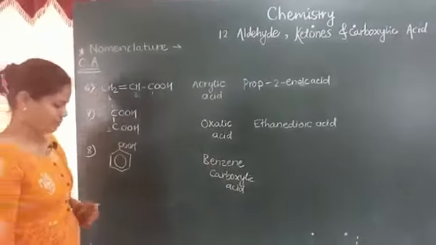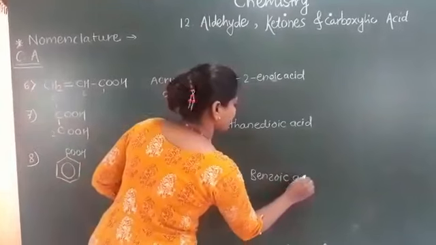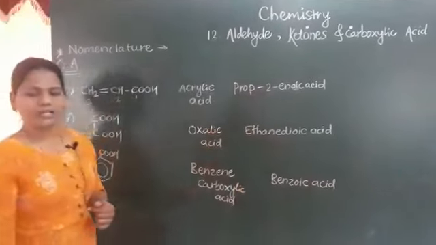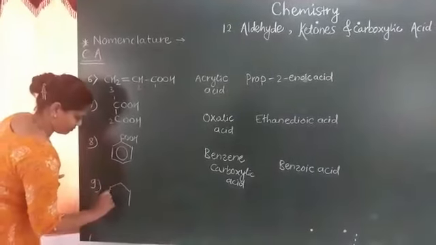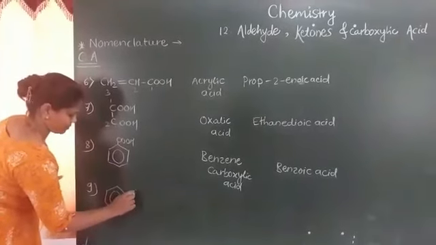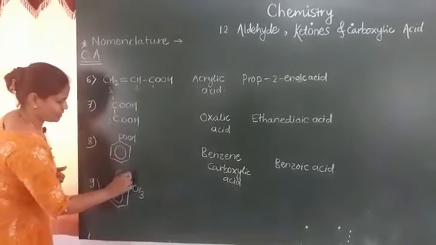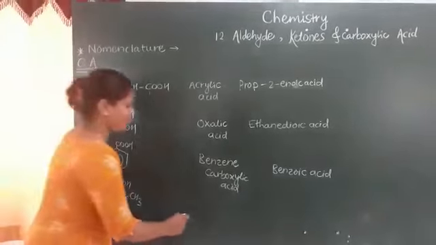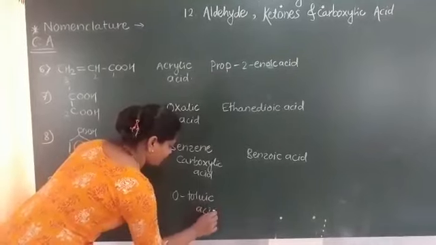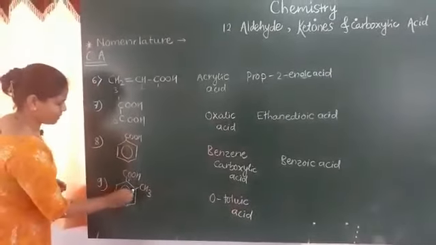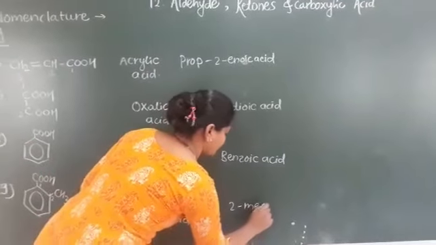Okay, and the IUPAC name is benzoic acid. Let us see one more example of substituted benzene. This one is toluene and a COOH group is attached, then the name is orthotoluic acid, and the IUPAC name is, this is the first carbon atom and this one is the second carbon atom, so the name is 2-methyl benzoic acid.